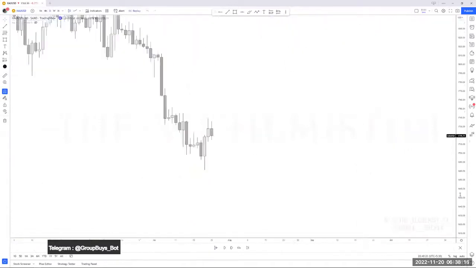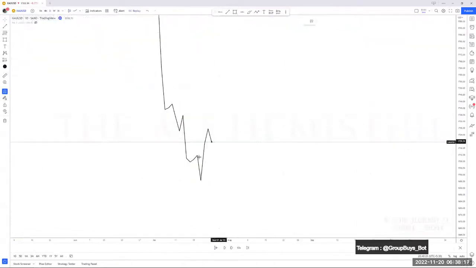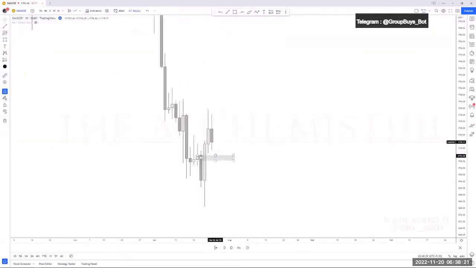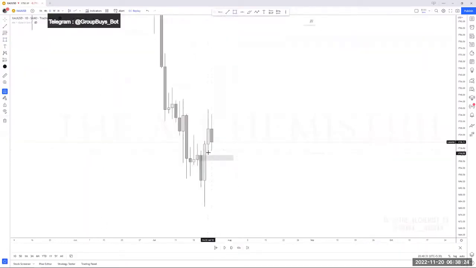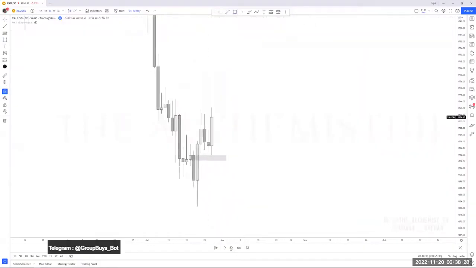Oh yeah, it's the same example. See, this right here was first a resistance, but now it is broken, right? Then it will act as a support. Also, we have some liquidity above it, which means these previous day's lows and all that stuff. So what happens? There it goes.